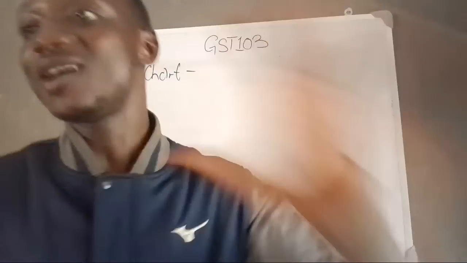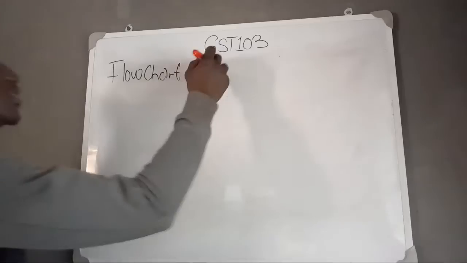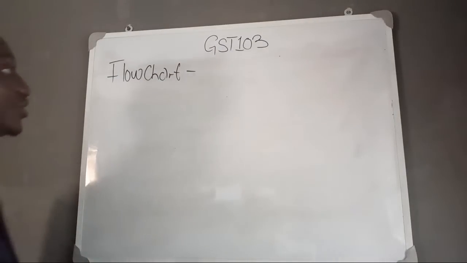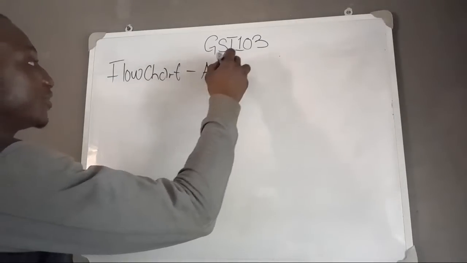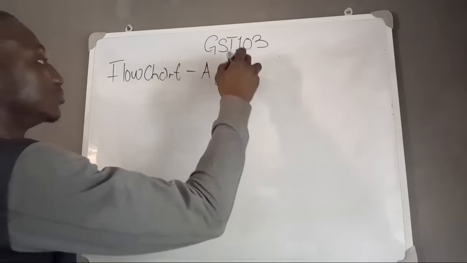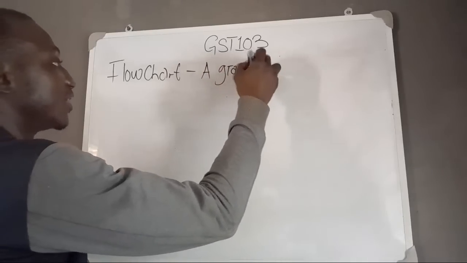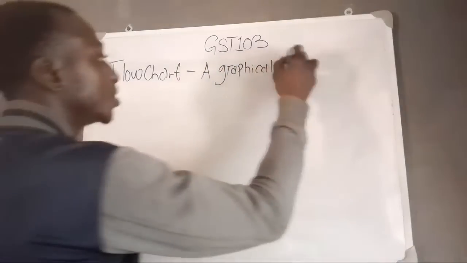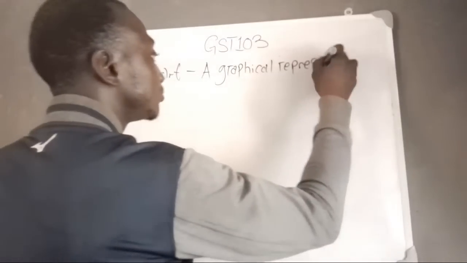The keyword you have to look out for, it can come out like this. Chart flow is a graphical representation of the major steps in a work process. So that is referred to as chart flow. A graphical representation.